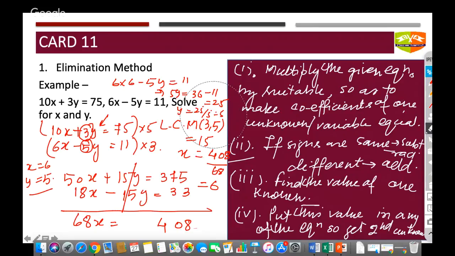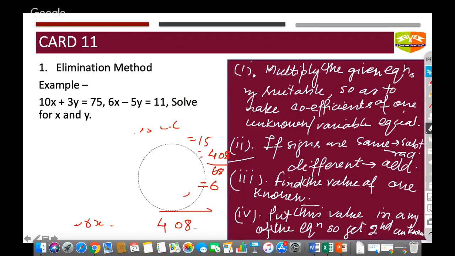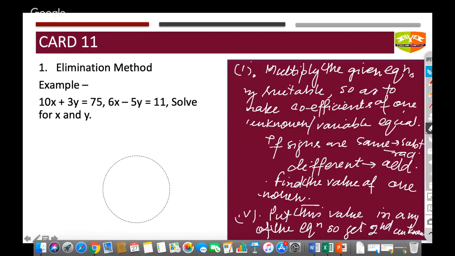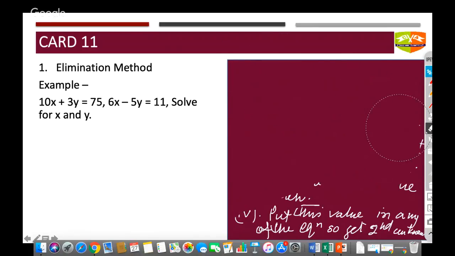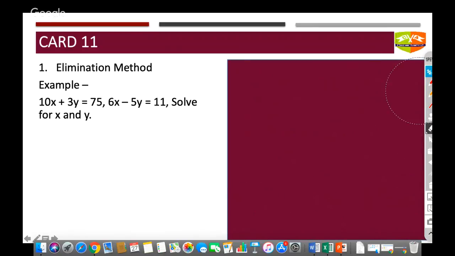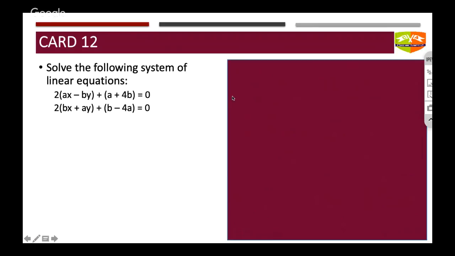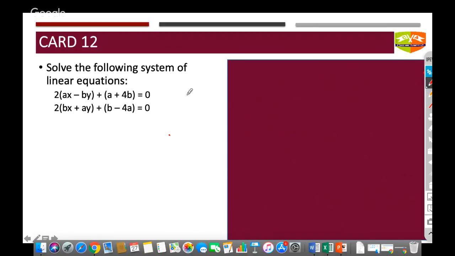Now let me go to the next topic. The next topic is I have taken a few questions over here, and I have not given by which method I should solve these questions.